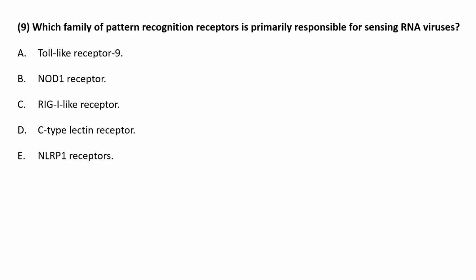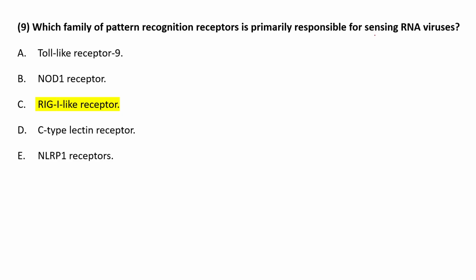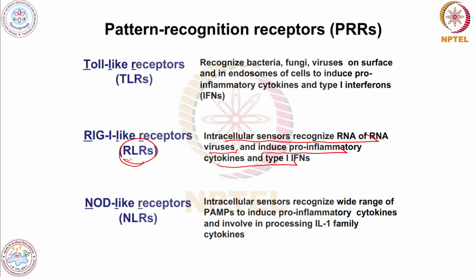The next question is, which family of pattern recognition receptor is primarily responsible for sensing RNA viruses? That is the RIG-like receptor. Here we have seen that the RIG-like receptor, the RLR, is an intracellular sensor that recognizes RNA of RNA viruses, and it induces pro-inflammatory cytokines and type 1 interferon. So it will exclusively recognize what they are asking here, the sensing of RNA viruses.